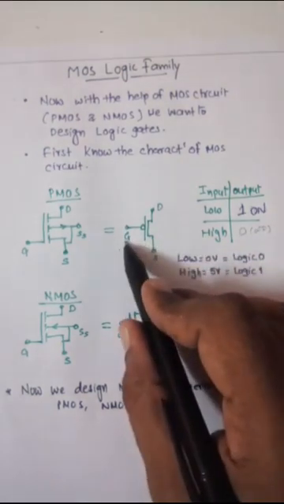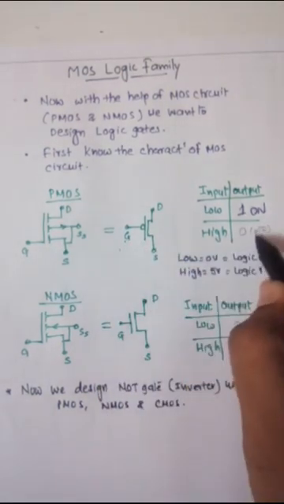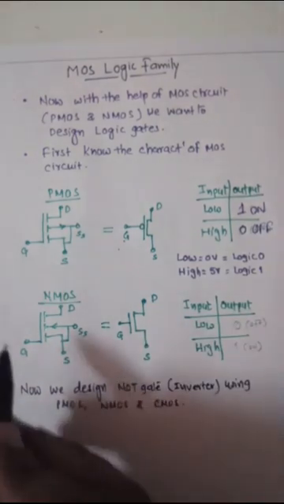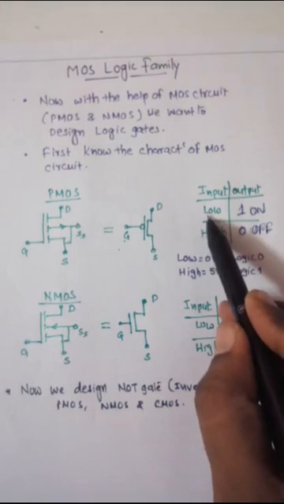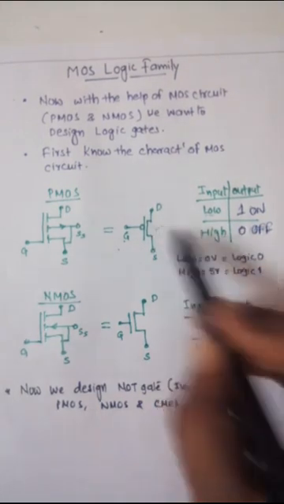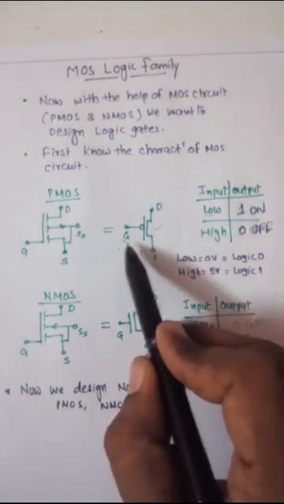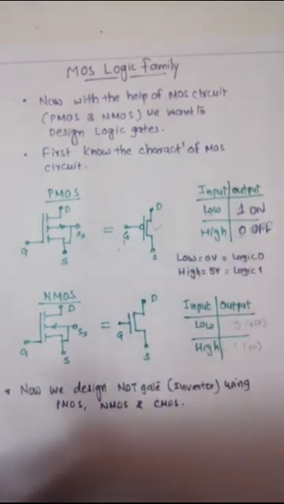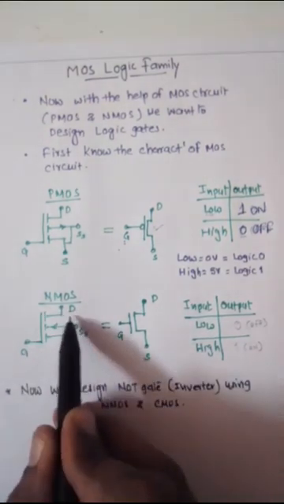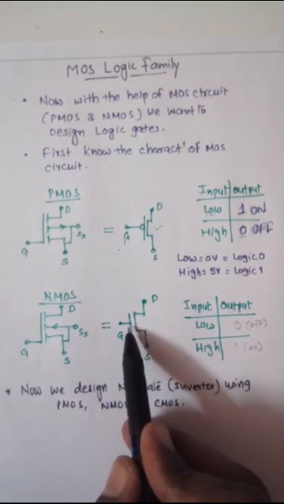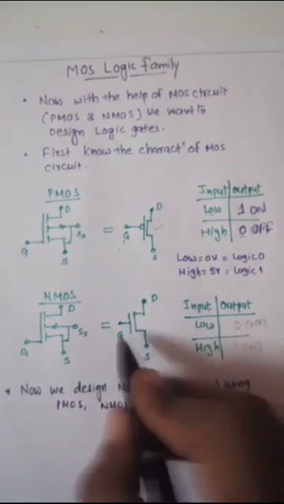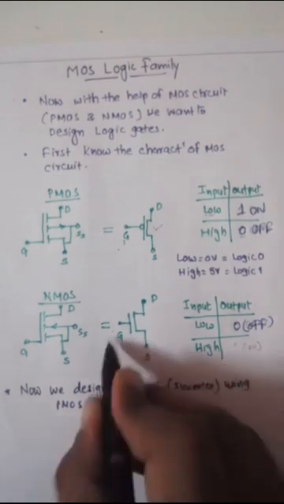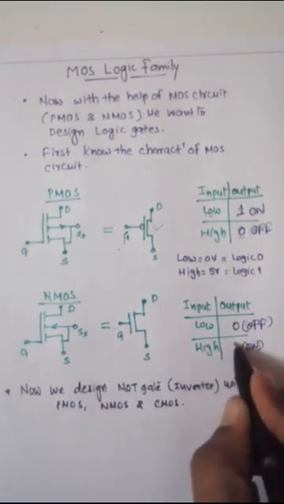Suppose we give a high voltage to the gate, then what happens? It will be off, and off means output will be 0. So these are the characteristics of the PMOS. If the input voltage is low, then it will be on and output will be 1. If a high voltage or logic high is given at the gate, then it will be off, meaning 0. In the same way for NMOS, here is the symbolic representation and the equivalent symbol without the hole. If a low input is given, it will be in the off state, meaning 0, and if we give a high, then it will be in the on state, meaning 1.